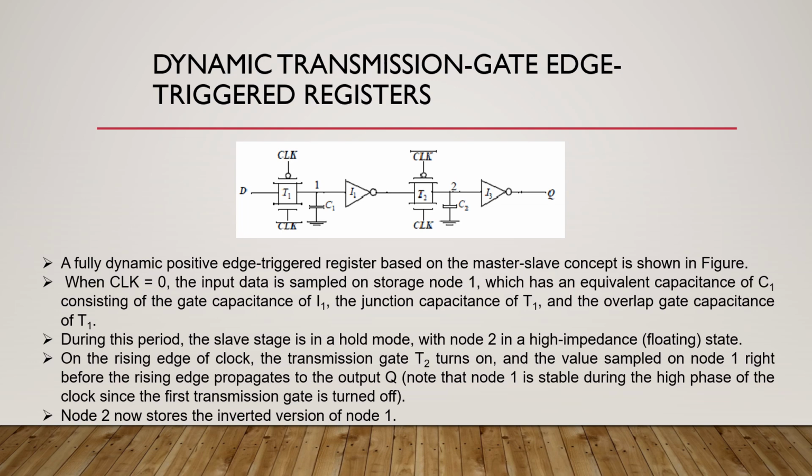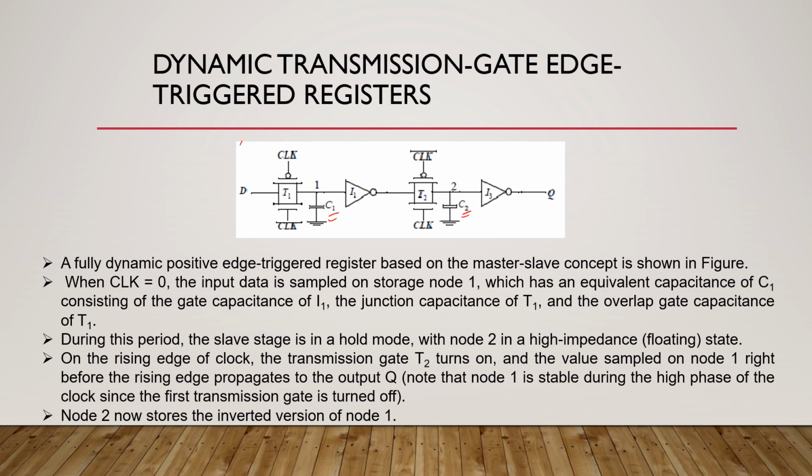The dynamic transmission gate edge-triggered register requires two latches. Actually, the concept we use in static and dynamic is the same. The only difference is that in static we used positive feedback, whereas here we use the capacitor. That is the main difference.